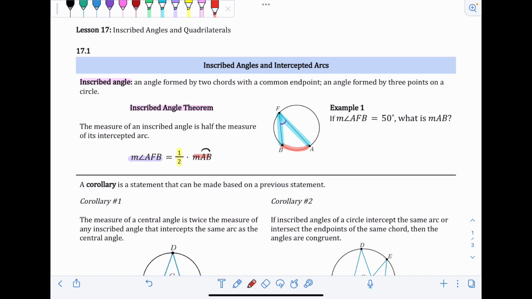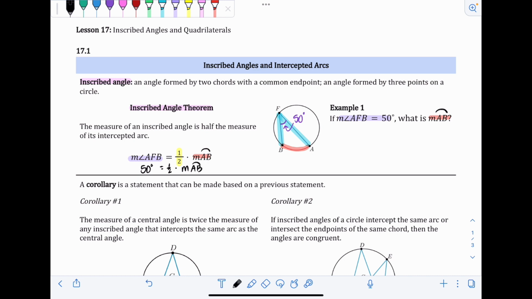Example 1 says if the measure of angle AFB is 50 degrees, what is the measure of arc AB? We know our angle is 50 degrees. That's given to us, that's this angle inside here. You can set up an equation based on the formula in the theorem: 50 degrees equals 1/2 times the measure of arc AB, and then you could solve that equation by multiplying both sides by 2.